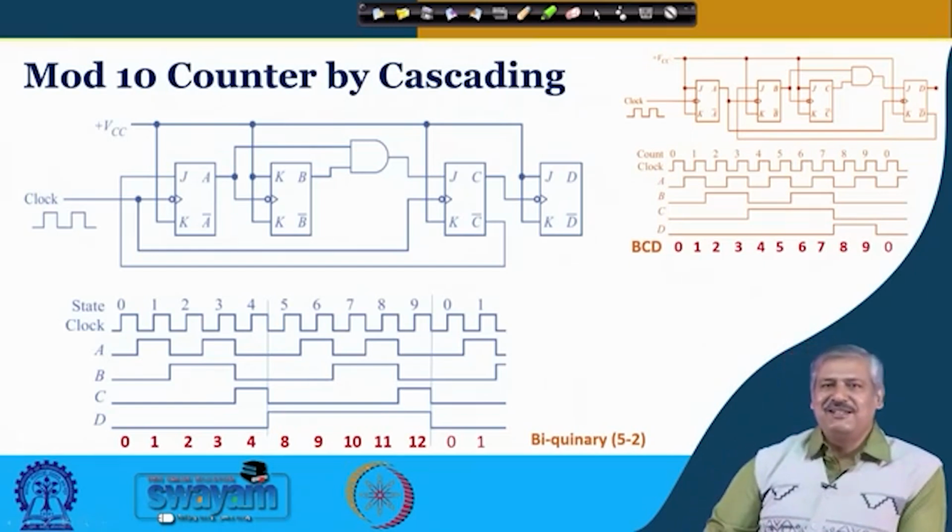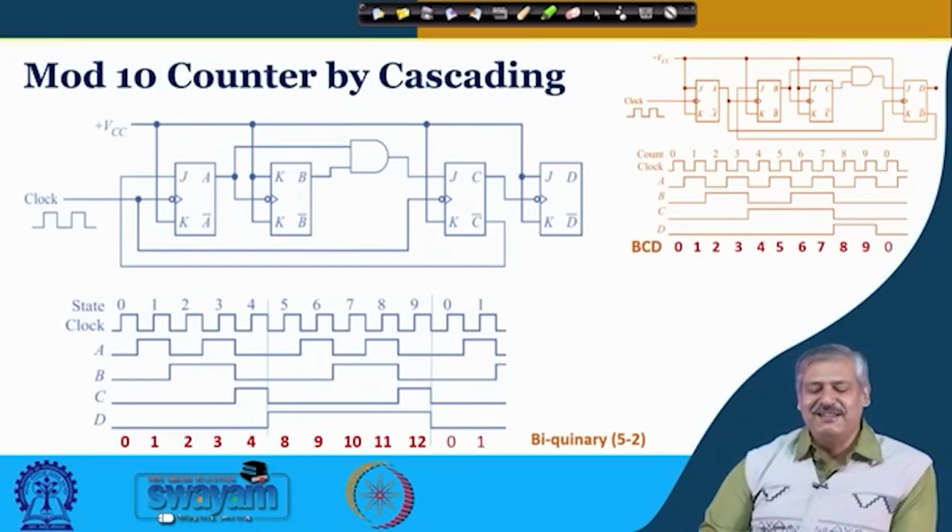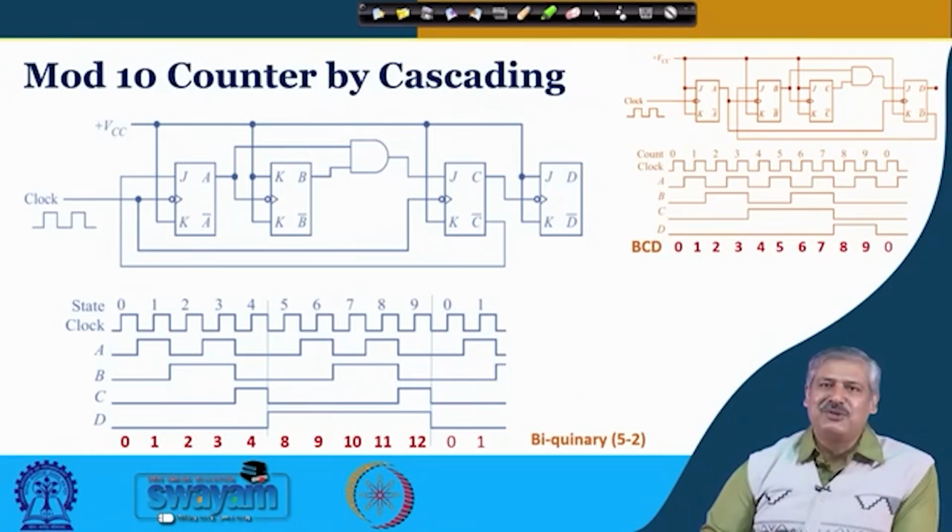Now what we expect to see is the cascading and getting a mod 10 counter, like what we saw for the mod 6 counter, where mod 3 and mod 2 were put together one after another. So here mod 5 and mod 2 will be put together one after another, and we shall get a mod 10 count. That is what we expect. And again there could be two arrangements, mod 5 first, mod 2 later, and mod 2 first, mod 5 later. So these are the two possible arrangements.